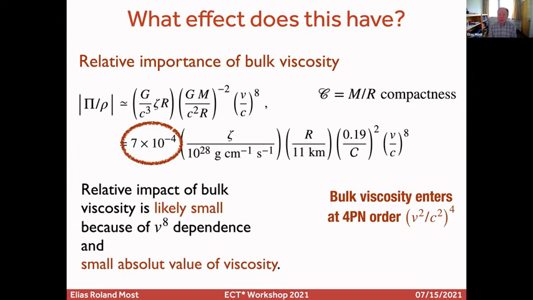But it turns out you would need bulk viscosities that are at least 3 to 5 orders larger in order to facilitate any meaningful effect. So likely the in-spiral, or at least what we've seen from LIGO, is pretty robust compared to those effects, if they were present. And so now let's turn to the post-merger.